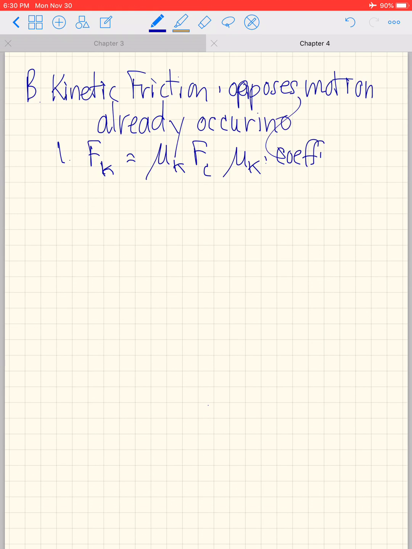Again, it's a constant for two surfaces, and you'll either be given that or you'll have to find it because you're given everything else. But very often you're given what mu sub k is, the coefficient of kinetic friction. And again, be careful: when they give you the coefficient, that means you only know a piece of the friction, not the friction itself.